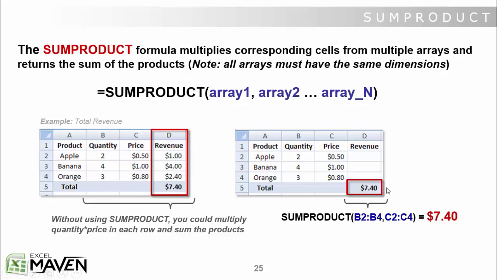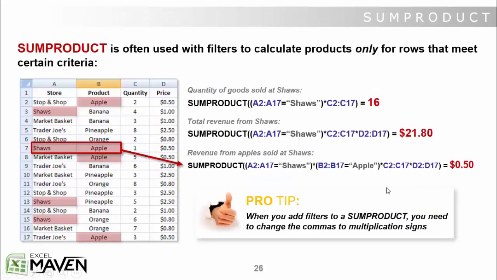So SUMPRODUCT is often used with filters. That was a simple example, but sometimes you might want to take the sum product, but only in cases where this column takes on a certain value. To do that, you can just replace your array reference with the array reference followed by an equal sign followed by what you want to filter on. So in this case, I want to filter where column A only equals SHAs.